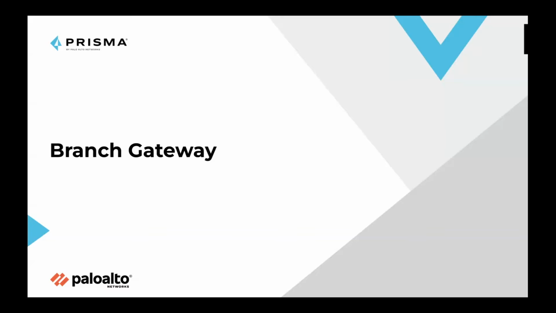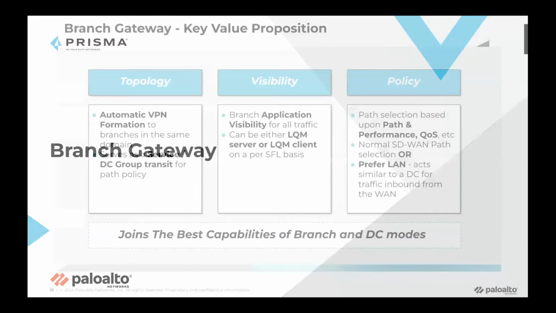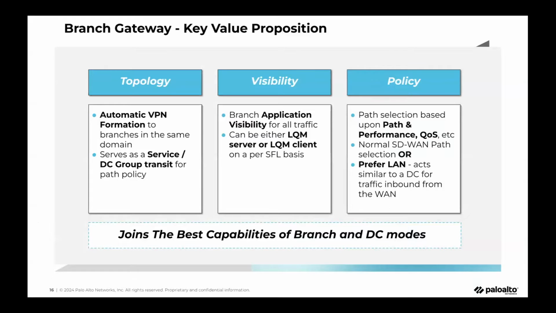Branch Gateway is a new hybrid site type that provides the transit and LQM server capabilities of a DC, along with the visibility and path selection of a branch. As you can see, a branch gateway is the best of both worlds. Just like a DC, it can create automatic VPN formation to the branches in the same domain, and it can also serve as a service and DC group transit for a path policy.